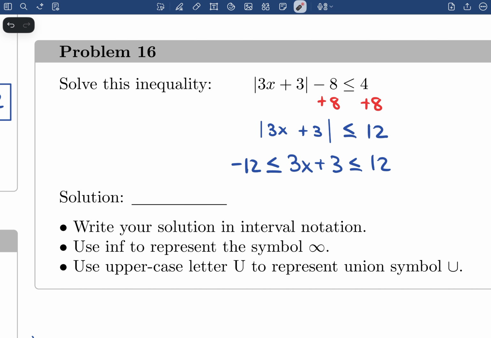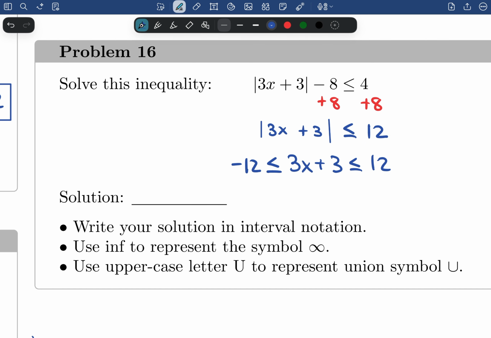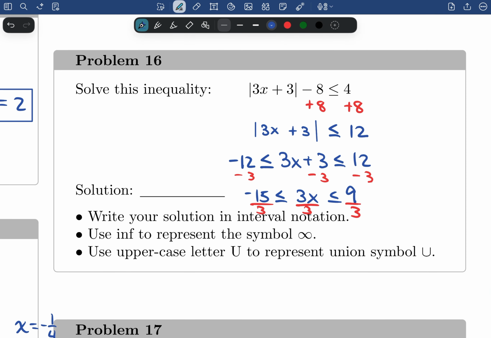Now I'm going to solve this double inequality for x. To do it, I subtract 3 from all three of these parts. And I get negative 12 minus 3, which is negative 15, which is less than or equal to 3x, which is less than or equal to 12 minus 3, which is 9. I now divide by 3 on all three parts of this double inequality. And I write my result.